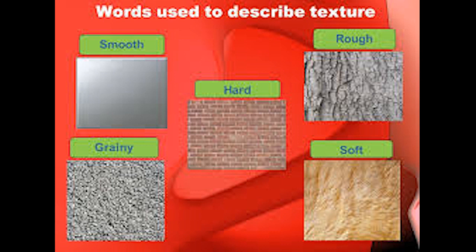Texture. When you touch a solid object, it may feel smooth or rough. How its surface feels is its texture. You can also feel the texture of a liquid by rubbing a drop between two fingers. Liquids may feel slimy, sticky, or thick.